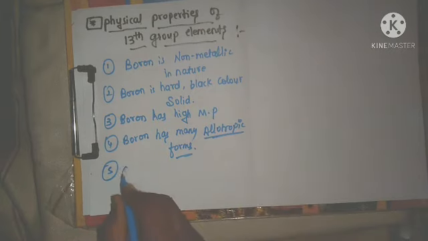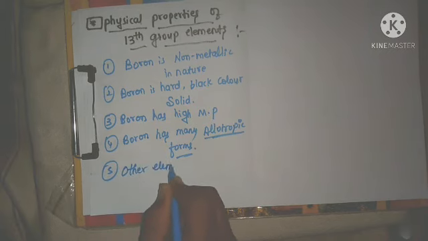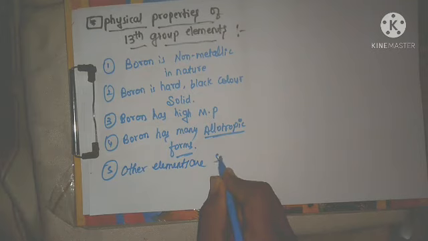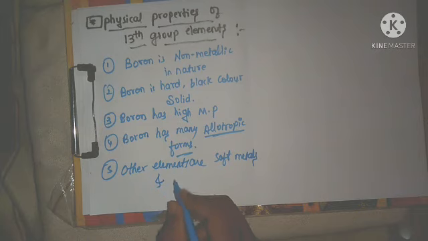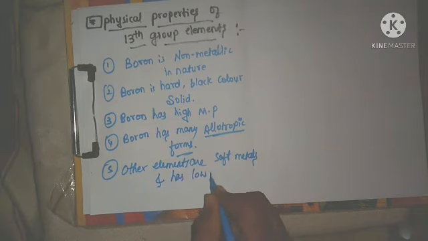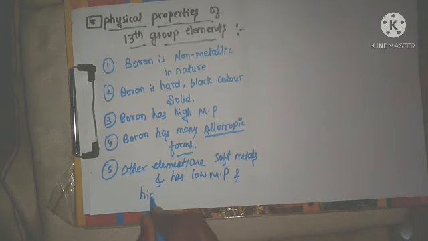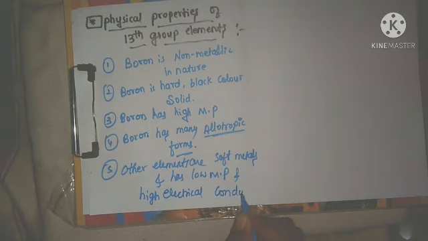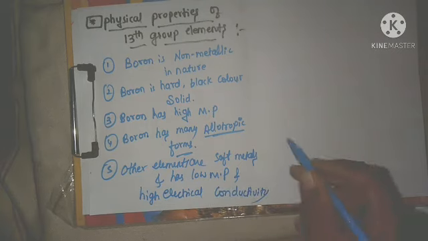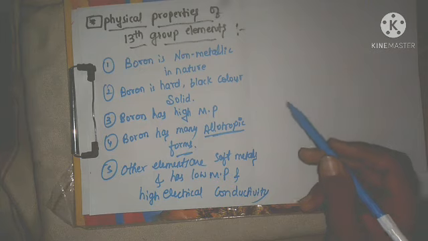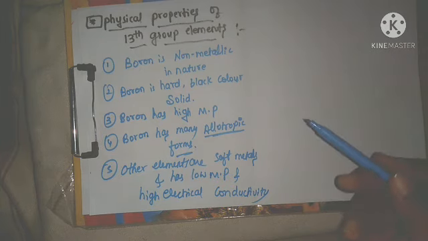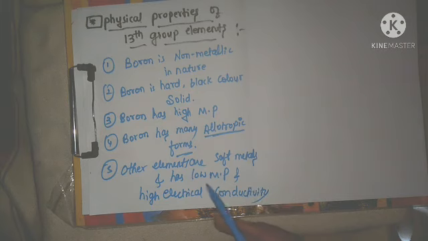Those are soft metals. Compared with boron, they are soft. They are soft metals and have low melting point and very high electrical conductivity. Means boron is the only non-metal in the 13th group. I told already, from top to bottom what happens? Metallic nature increases. Boron is the only non-metal. Other elements are metallic in nature and they are soft, have low melting point and very high electrical conductivity.